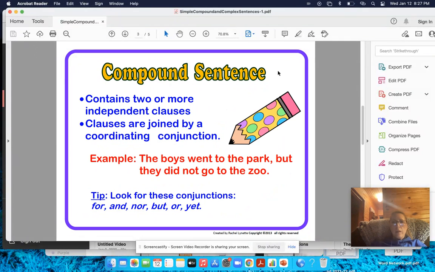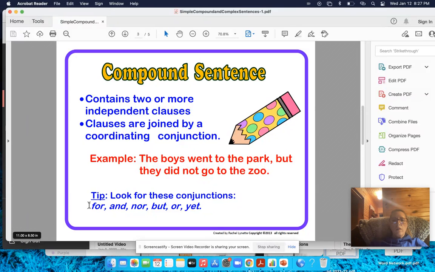Second type of sentence is a compound sentence, and you started learning these in about fourth grade. Compound sentences are two or more independent clauses. Clauses are joined by a coordinating conjunction. And some of those coordinating conjunctions are listed right down here at the bottom: for, and, nor, but, or, yet. I've also seen so used as one of these conjunctions.